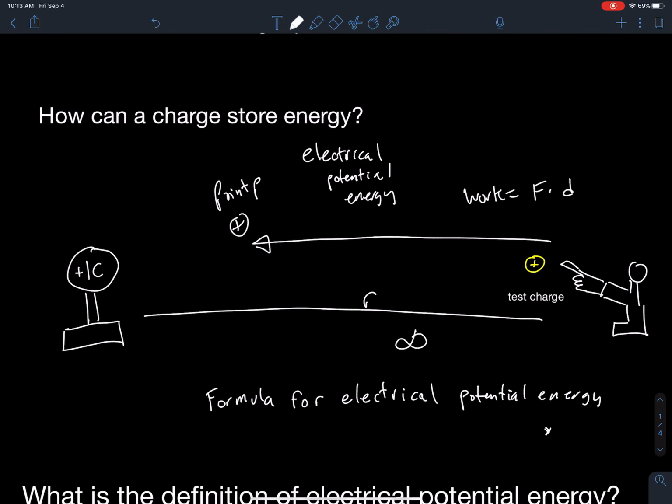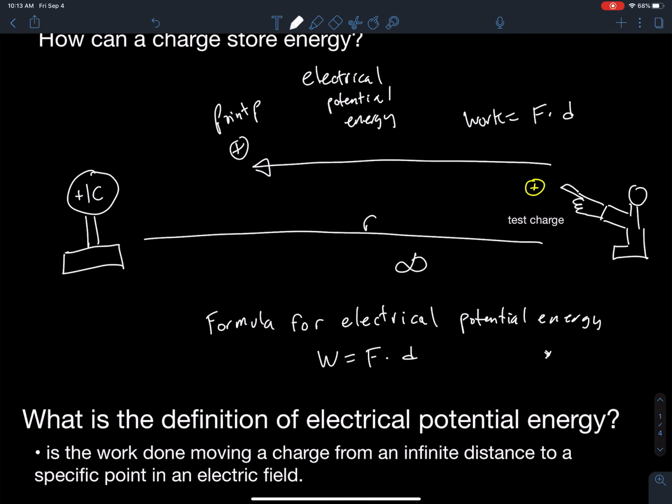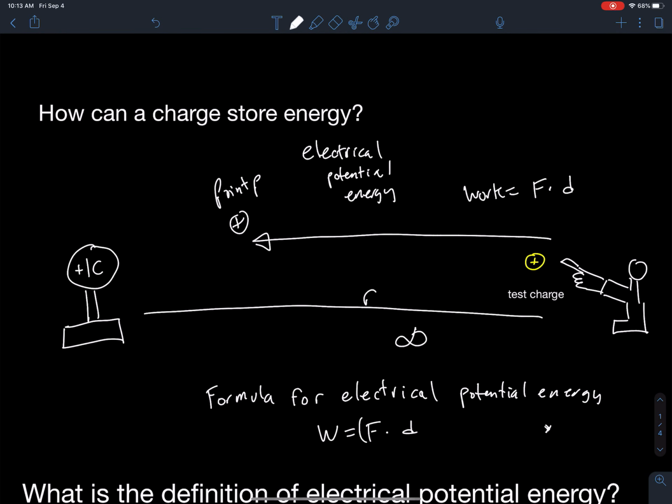Okay, so using our general formula of work is equal to force times distance, if I plug in Coulomb's law for force, let's see if we can do that. I'm just going to do that over here to the right.